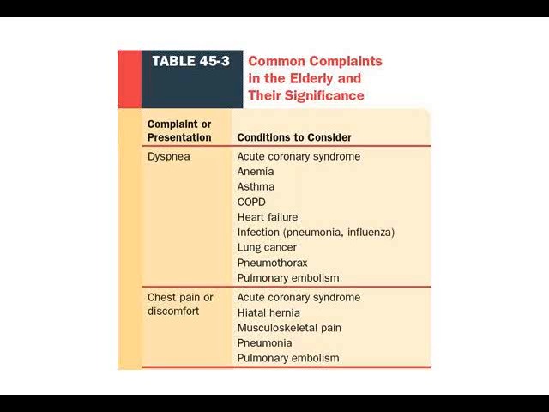Infections, lung cancer, pneumothorax, pulmonary embolism. So, chest pain or discomfort, maybe acute coronary syndromes, hiatal hernia. Remember, that's actually a gastrointestinal problem. Part of their stomach is popped up over the top of the diaphragm, and it's actually collecting a little bit of acid on the north side of the diaphragm. Musculoskeletal pain. They fell down, they hit their chest on a table, and now they have a couple of broken ribs. Pneumonia, pulmonary embolism.